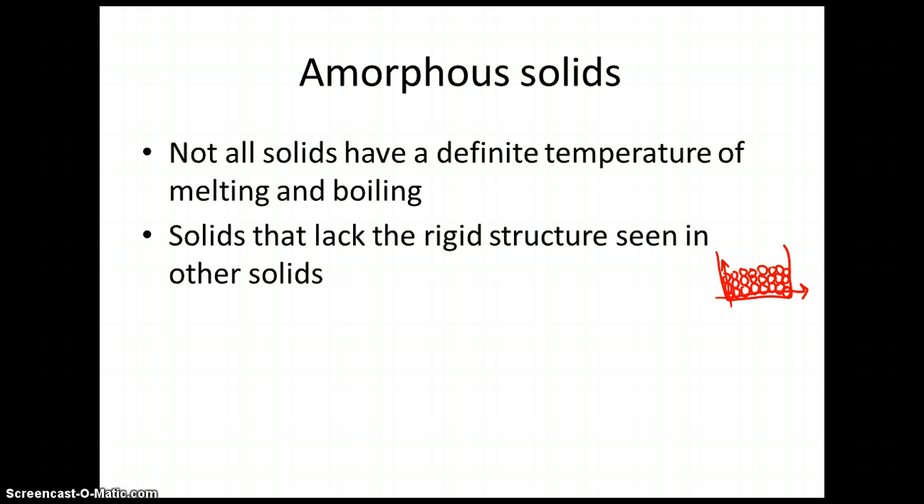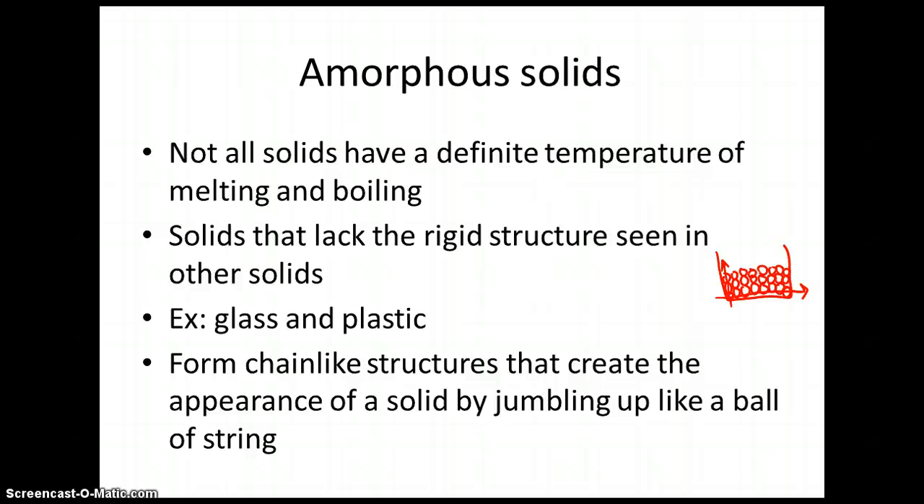These types of solids, amorphous solids, are not orderly. They lack that rigid structure. So examples of this, glass and plastic, are both amorphous types of solids. What they do to make glass and plastic is they form chain-like structures, so chemically they make chains, that create the appearance of a solid by jumbling them up like a big ball of string.